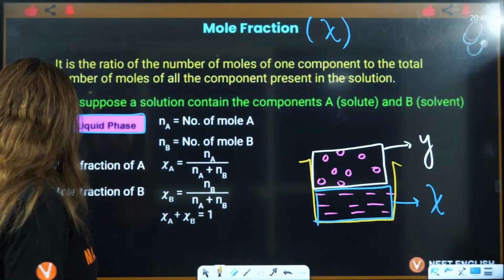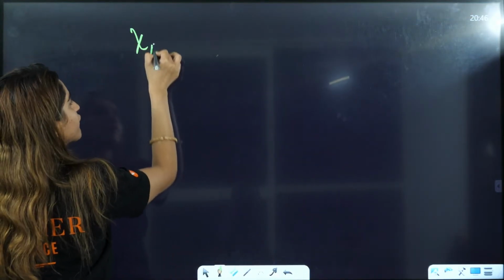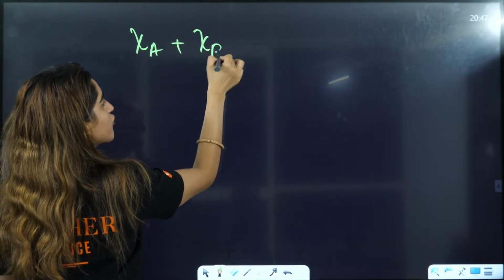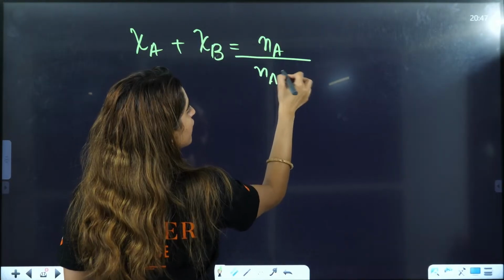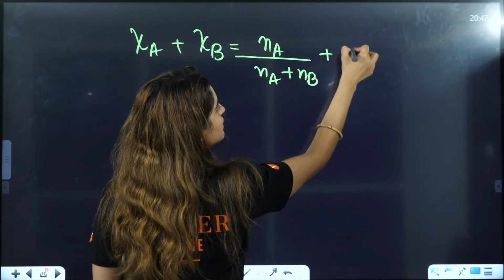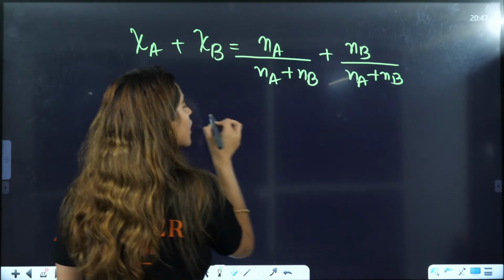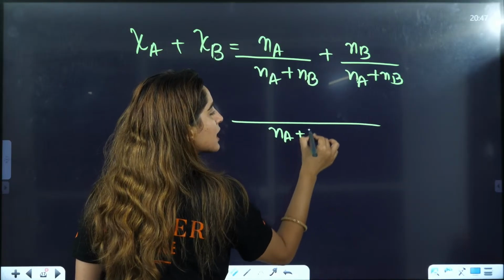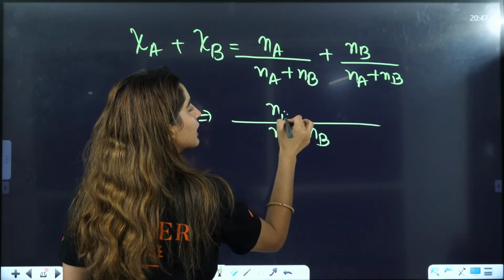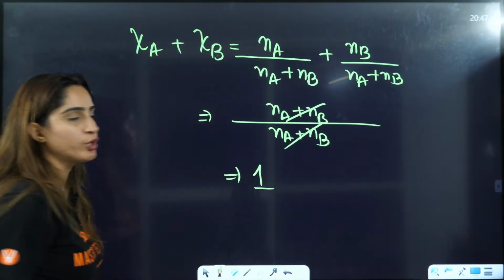Now how come the mole fractions of A and B add up to 1? If you see mole fraction of A plus mole fraction of B, this is equal to number of moles of A divided by number of moles of A plus number of moles of B, plus number of moles of B divided by number of moles of A plus number of moles of B. So take the LCM, Na plus Nb, and here it will be Na plus Nb. It will cancel and it will be equal to unity.